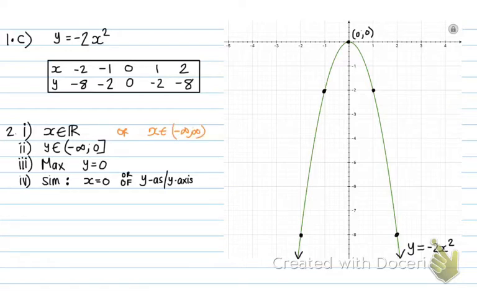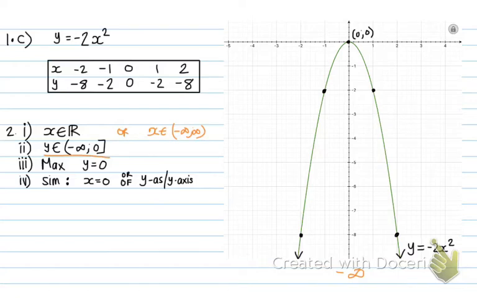Okay, then the range, all the y values that are included in the graph, is from negative infinity. That will be included because these arms go on and on and on, downwards, to negative infinity. So negative infinity will be included and up to 0, and just above 0 it will be excluded again. So it will be y is an element of negative infinity to 0. That's the range. Then the maximum will be at 0.